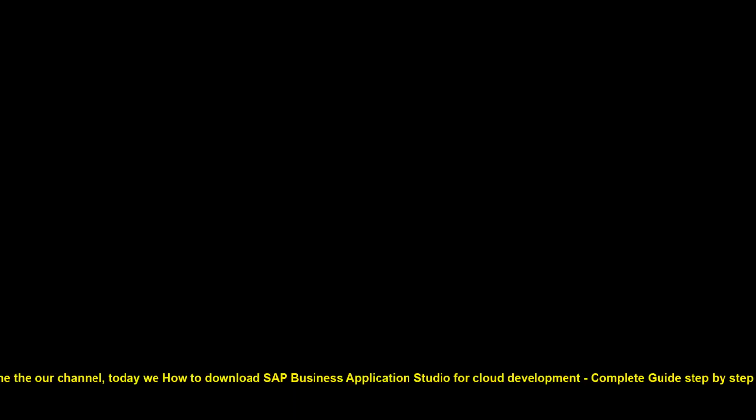To download SAP Business Application Studio for cloud development, begin by opening your preferred web browser. Navigate to the official SAP website. In the search bar, enter SAP Business Application Studio. Press enter to view the search results. Click on the link that leads to the SAP Business Application Studio page.